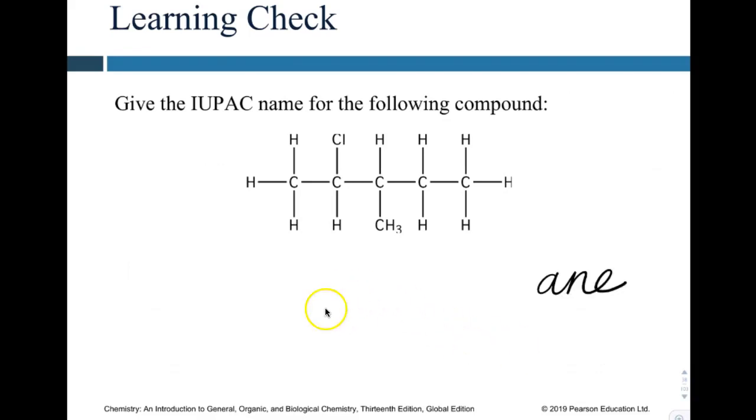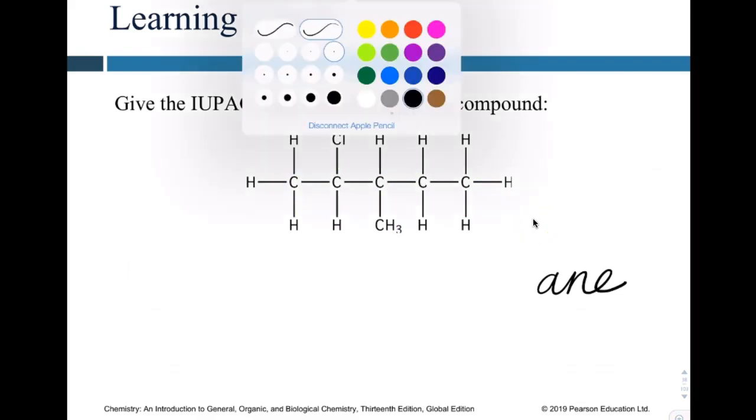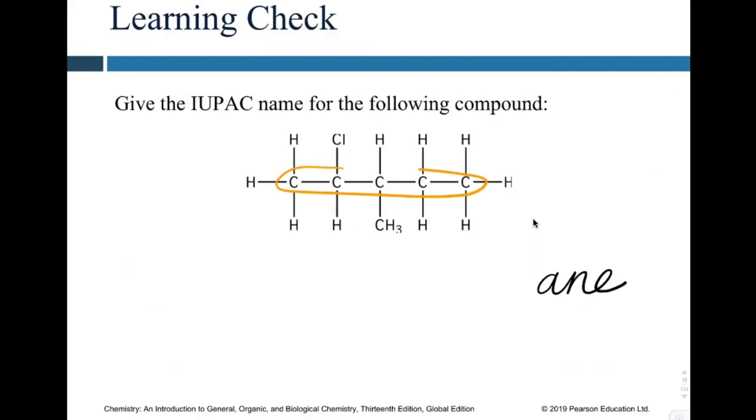Now let's count my longest carbon chain. We have to count all options of carbon chains. So 1, 2, 3, 4. 1, 2, 3, 4, 5. Or 1, 2, 3, 4. Always, always count forward and backward, and count any direction to see which one your longest chain is. The 5 is the longest carbon chain. Go ahead, once you find your longest chain, and put a ring on it. That's your main chain. And so my main chain is 5, so we're a pentane.